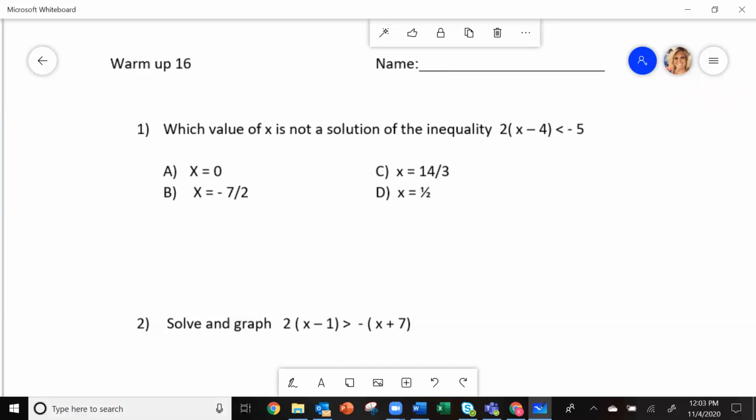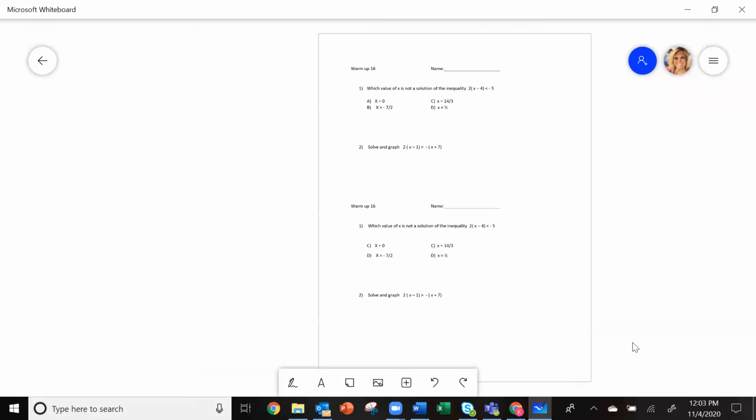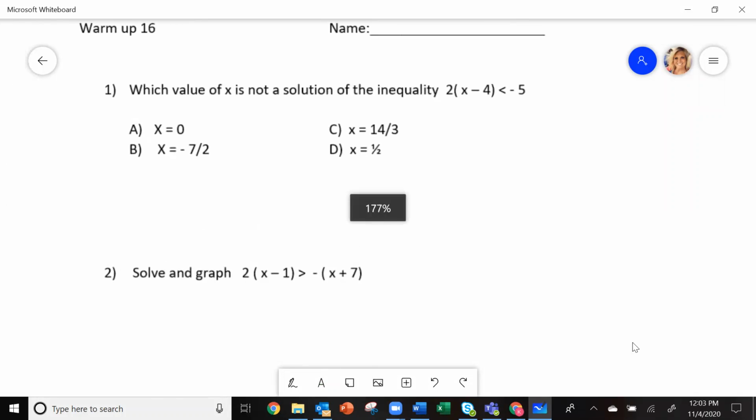We are going to be working on warm-up number 16. This is going to be solving inequalities. So why don't we take a minute, and we're going to pause this and I want you to go ahead and try to do these two problems, and then we'll come back and see how we did.